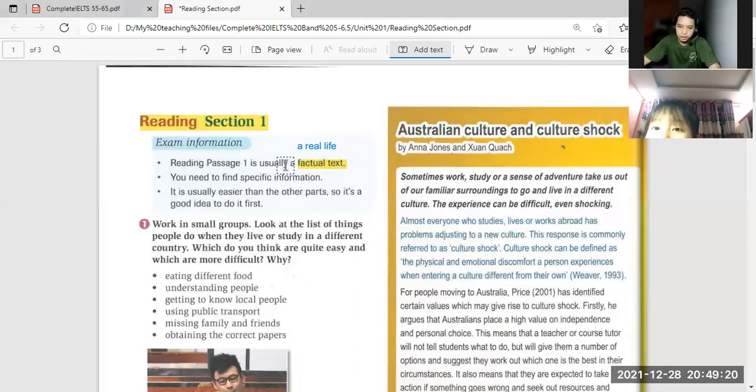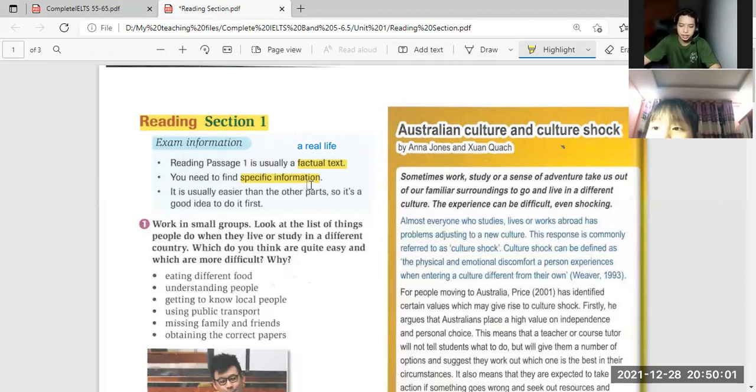Can you read that? Reading passage 1 is usually a factual text. So what is factual? It's real life. Real life, okay? So you need to find specific information. Do you understand the meaning of specific information? No. Okay, what about information? Do you know the meaning of information?